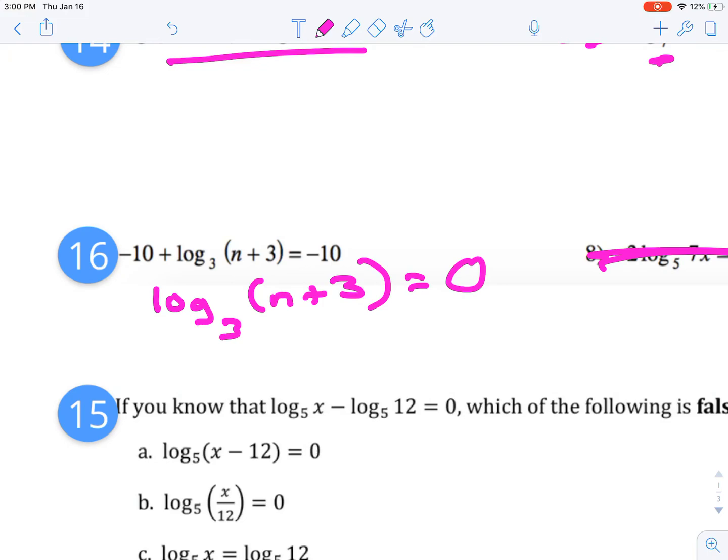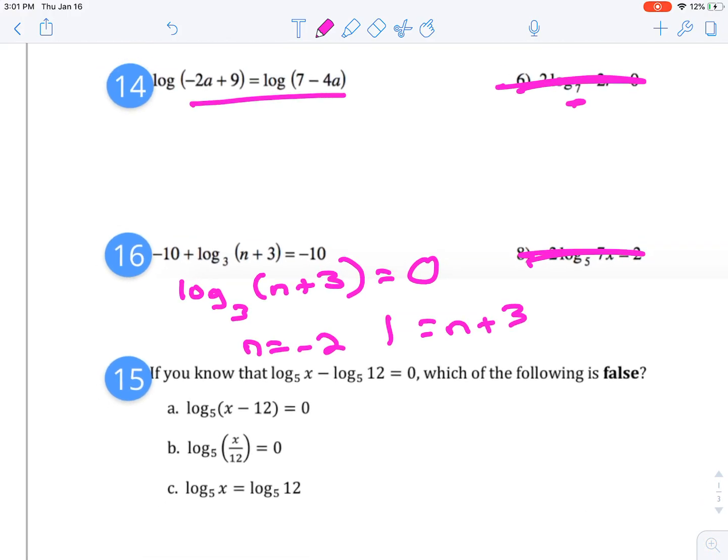And now I'm going to solve it like a logarithm. So 3 to the 0 power must equal m plus 3. And 3 to the 0 power is 1. And when I take away 3 from both sides, n is negative 2.